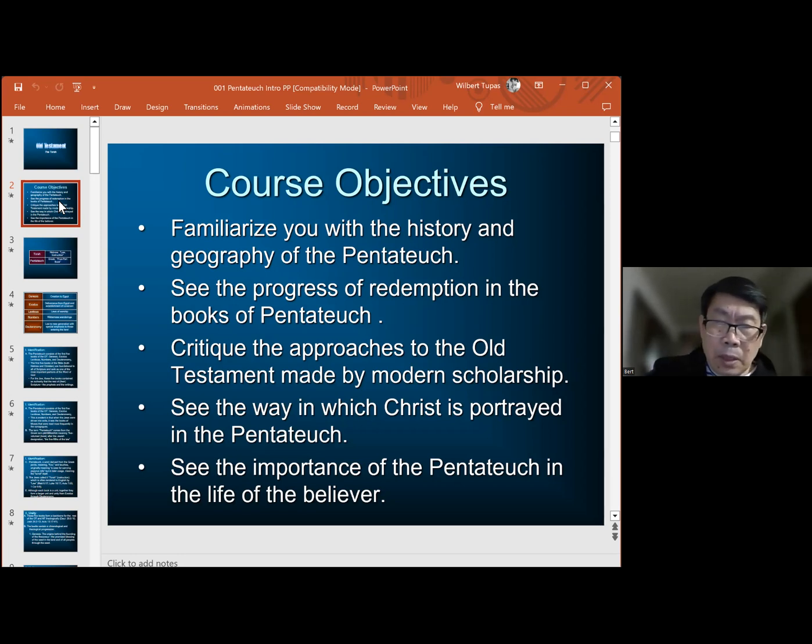So, pag-usapan din natin yung approach ng critique, the approach to the Old Testament by modern scholarship. Actually, hindi ko na nilagay dito, pero sa Pentateuch, meron silang tinatawag na higher criticism, the source of the Pentateuch. They said that they have the so-called redactor or editor of the books. So to see the way in which Christ is portrayed in the Pentateuch, and also to see the importance of Pentateuch in the life of believers.